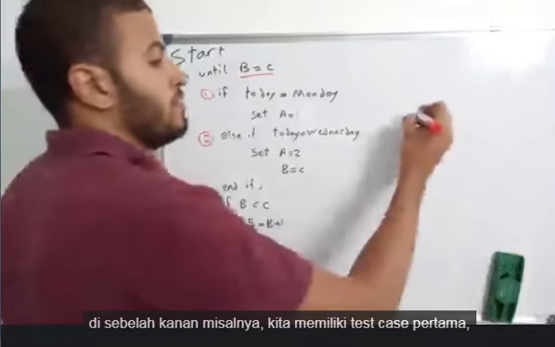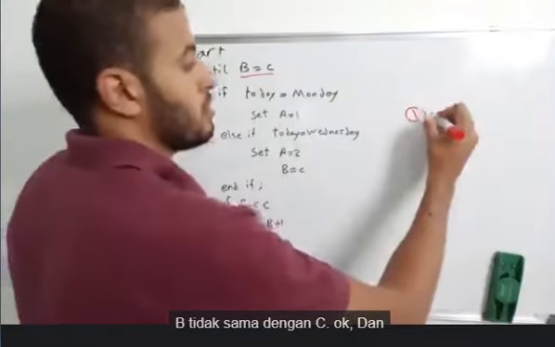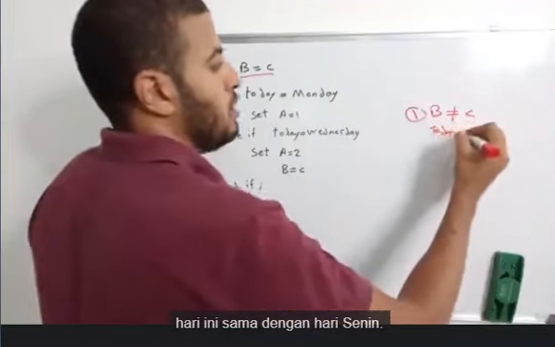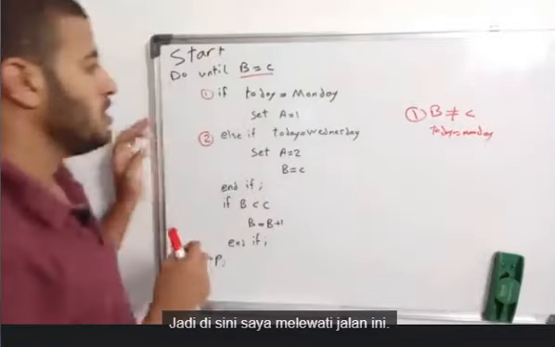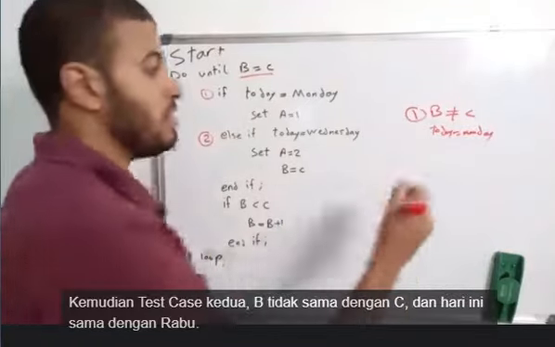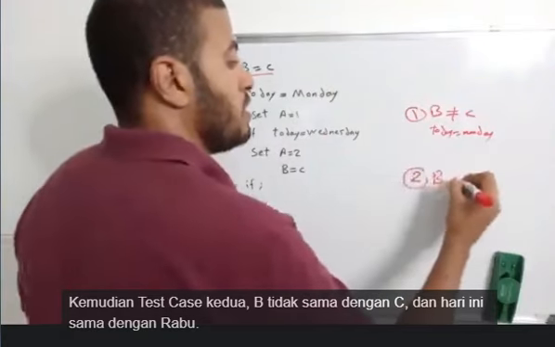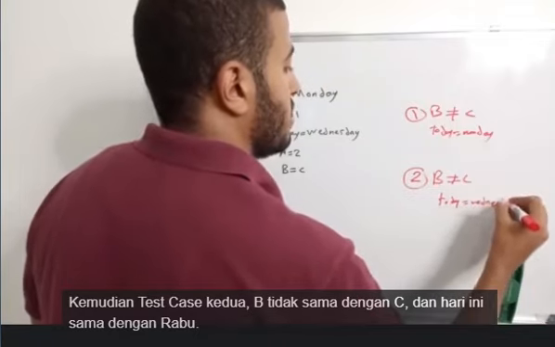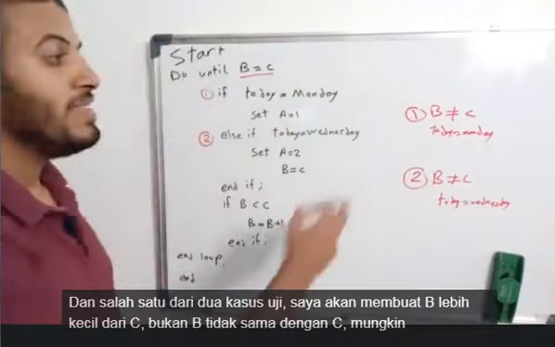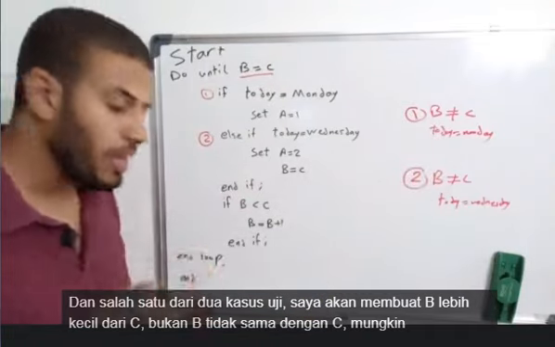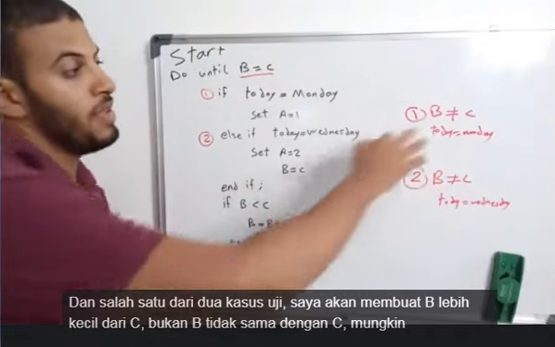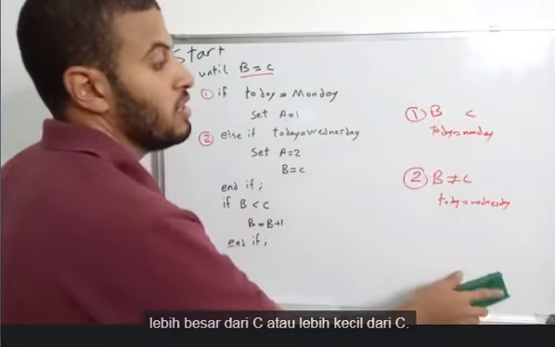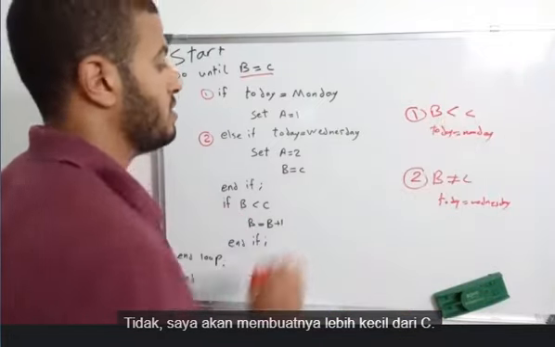For example, we have the first test case, b is not equal to c, okay? And today equals Monday. So here I pass through this path. Okay, then the second test case, b is not equal to c and today equals Wednesday. Okay, and in any one of the two test cases, I will make b smaller than c, not just b not equal to c. It might be greater than c or smaller than c. No, I will make it smaller than c.